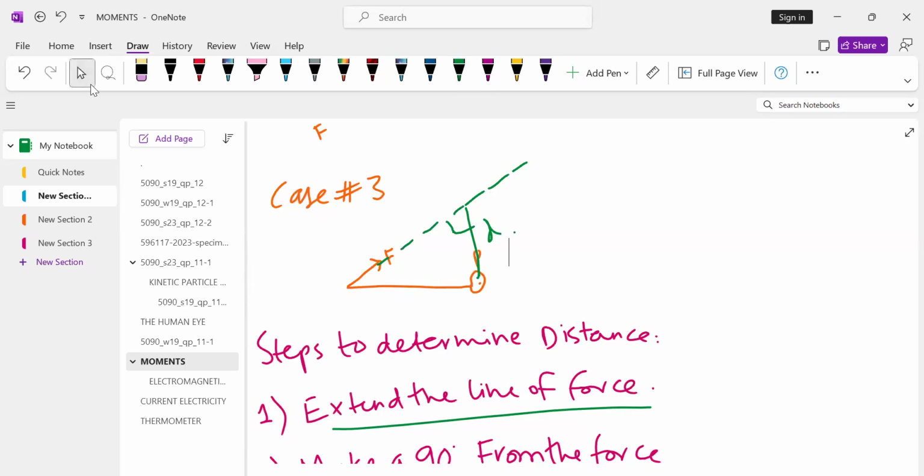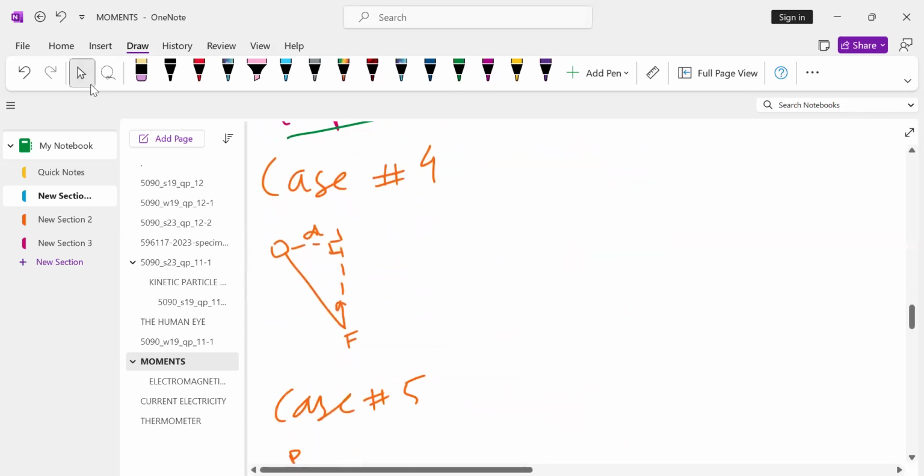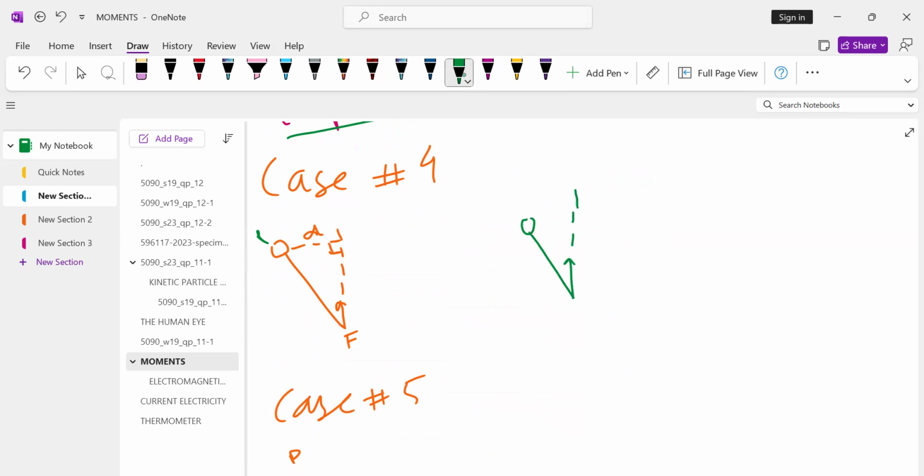And then we have case number 4. In case number 4, you can see that this orange circle is the pivot. This is the force, and the force is acting upwards. So first you need to extend the line of the force. As it is extended, the force is upward. Then you have to join the pivot with the extended line of the force. This is the distance as it makes a 90 degree angle, and this is the force.